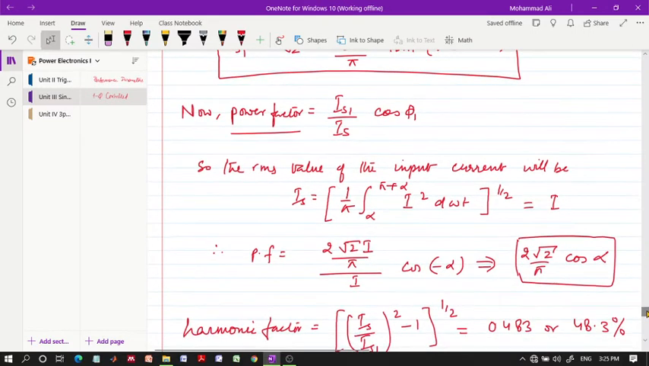Now coming to the power factor. Power factor, as we have derived in the earlier lectures, is the RMS value of the fundamental component upon the RMS value of the whole waveform, into cosine of phi 1. We have already derived the value of phi 1, so cos phi 1 we can know. So we need to derive IS.